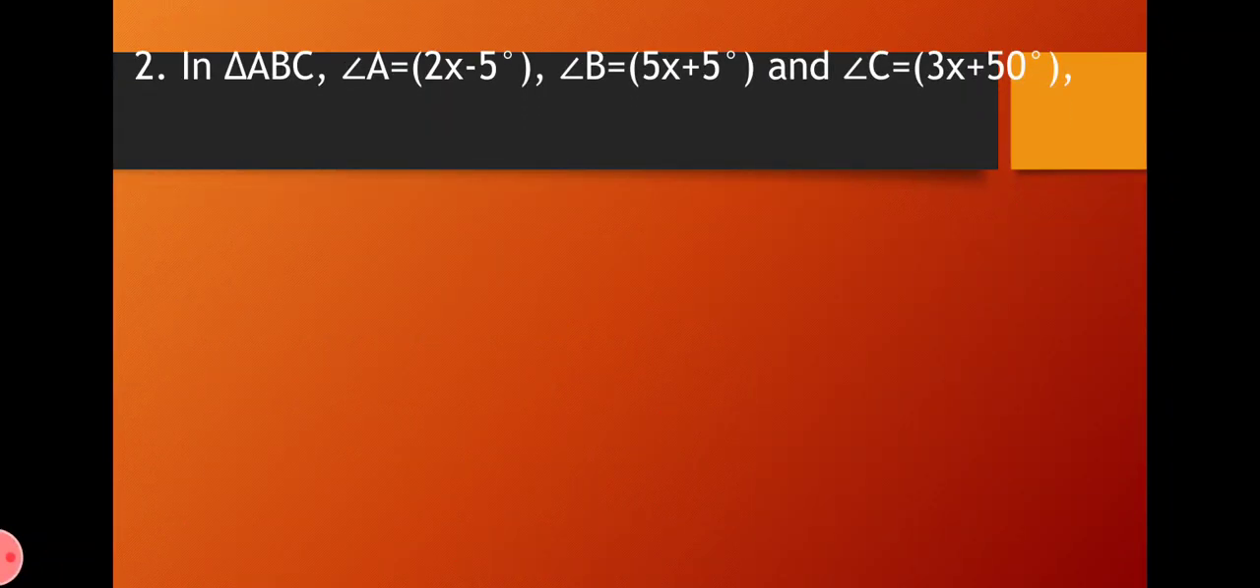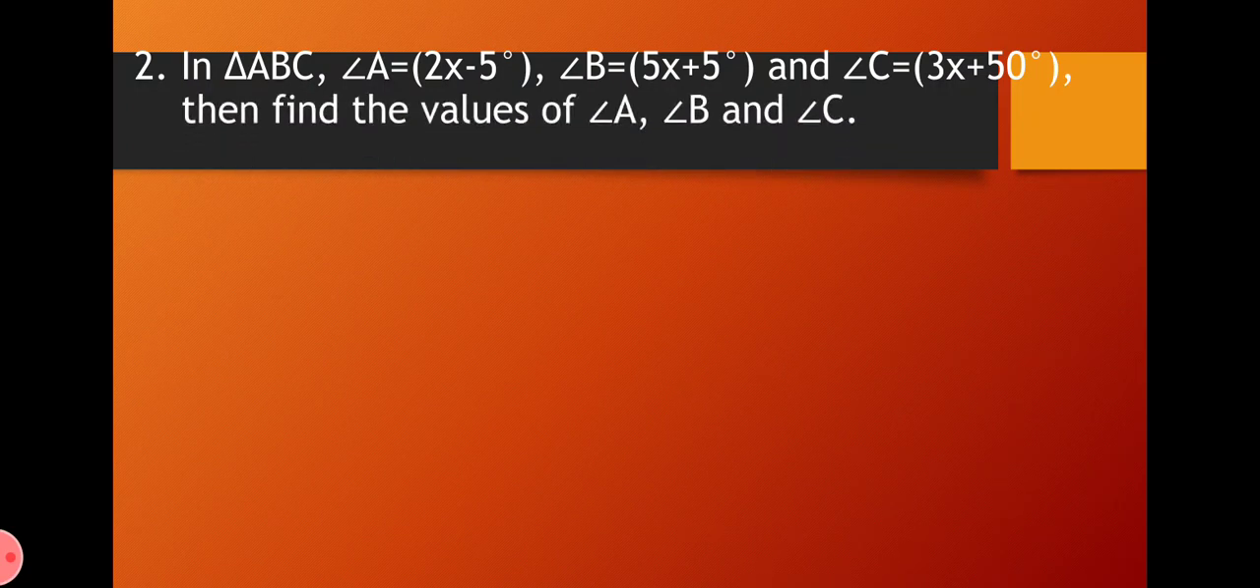Next question. Question number 2. In triangle ABC, angle A equal to 2x minus 5 degree, angle B equal to 5x plus 5 degree, and angle C equal to 3x plus 50 degree. Then find the values of angle A, angle B and angle C. In some questions we don't need the figure, because here directly all the values of angle are given and we have to find the three angles of the triangle. So directly without figure we'll do the solution.